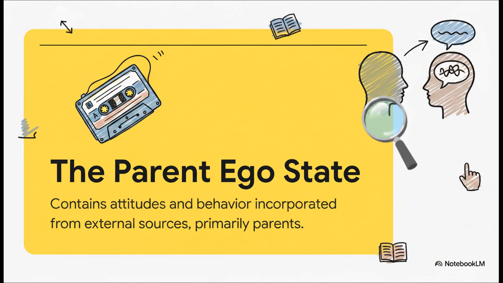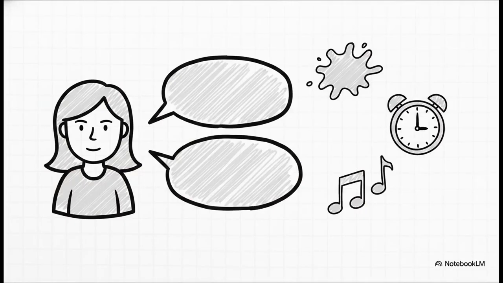Now, the first ego state is the parent. This is essentially your collection of taped rules, attitudes, and behaviors you absorbed from your parents and other authority figures. It's that voice in your head that sounds suspiciously like your mother or father, telling you what you should or must do. And here's the crucial diagnostic point. It doesn't matter if this parent voice is being critical or nurturing. In either case, it's not a fresh response to what's happening right now. It's a pre-recorded, automatic playback of a script that was learned a long, long time ago.